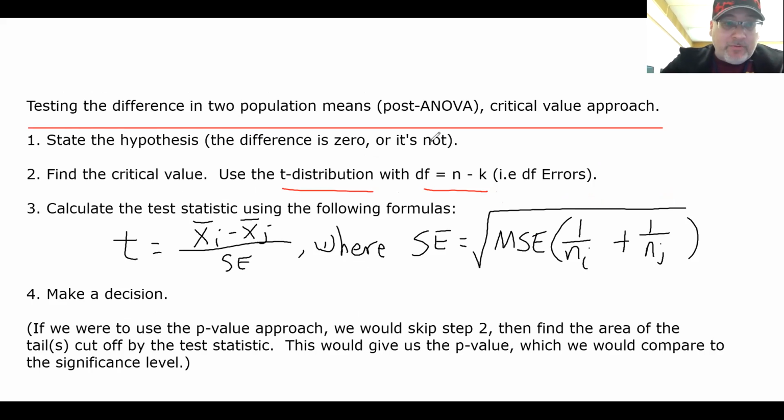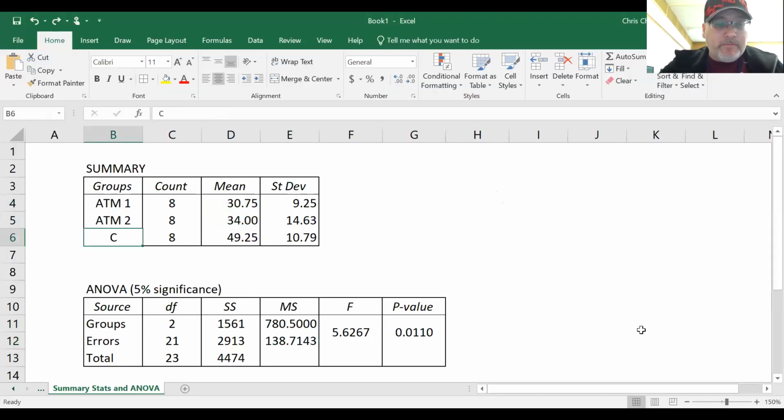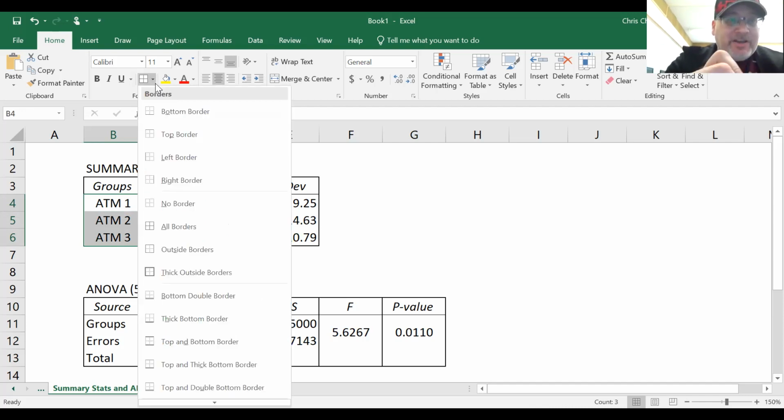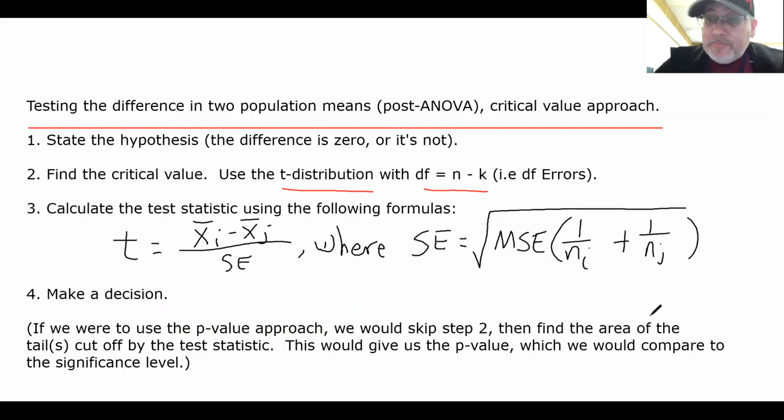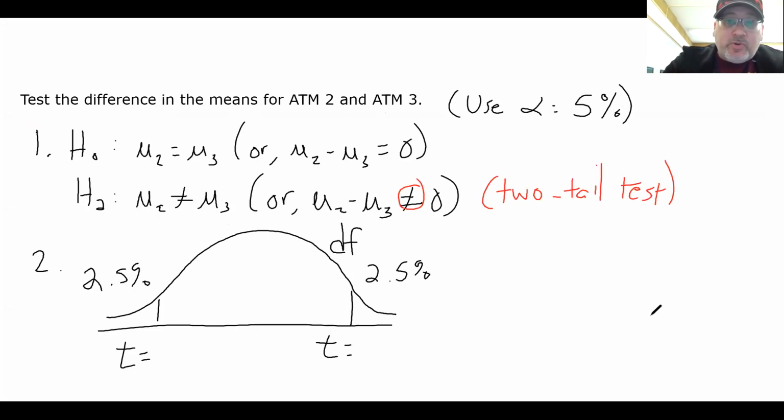If we just go back and check that out real quick, let me get rid of all this highlighting. The N is the grand sample size, so it's the sum of those eights, which is 24. The K is the number of groups or number of samples or number of populations. In this case, there are 3 ATMs, so K is equal to 3. So N minus K equals 24 minus 3, which is 21. Or we could just look at MS errors because that's equal to N minus K. All right, so it's still 21, but I wanted to go through it one more time just because I want this video to be self-contained and not just say, remember from the previous video? All right, so our degrees of freedom was 21.